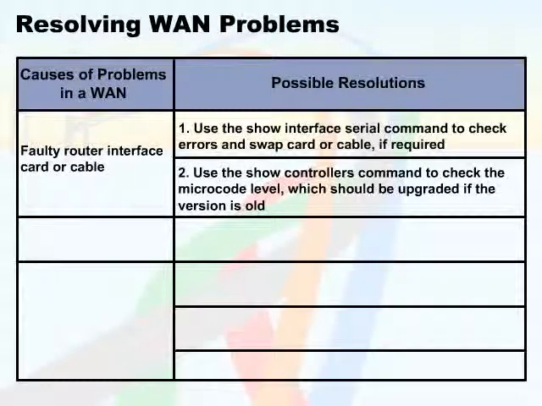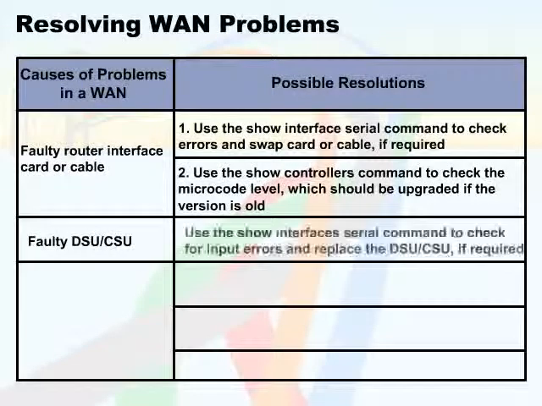When the problem is a faulty CSU/DSU, we can use the show interfaces serial command to check for input errors, and if there are any, we can replace the CSU/DSU if required.